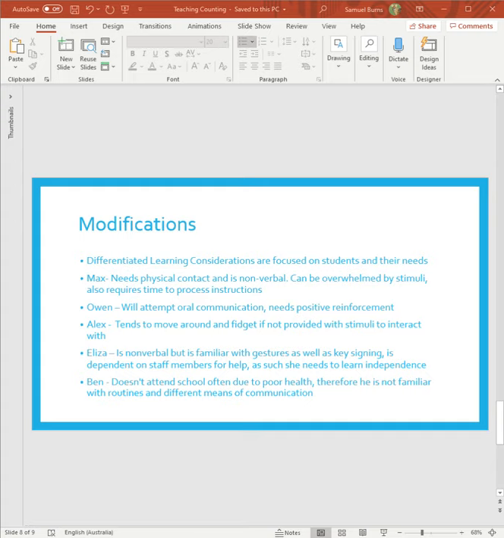Ben doesn't attend classes due to poor health. Therefore, he may be unfamiliar with specific routines and with different means of communication. So during transitions, he may need help getting to the line-up area.